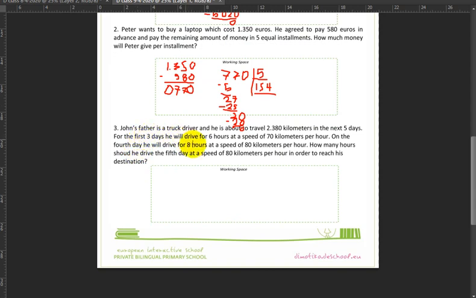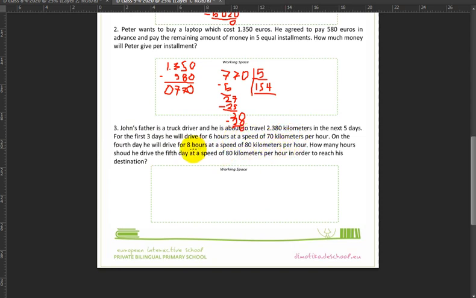Next up, John's father is a truck driver and he's about to travel 2,380 kilometers in the next 5 days. For the first 3 days, he will drive for 6 hours at a speed of 70 kilometers per hour. On the 4th day, he will drive for 8 hours at a speed of 80 kilometers per hour. How many hours should he drive the 5th day at a speed of 80 kilometers per hour in order to reach his destination?